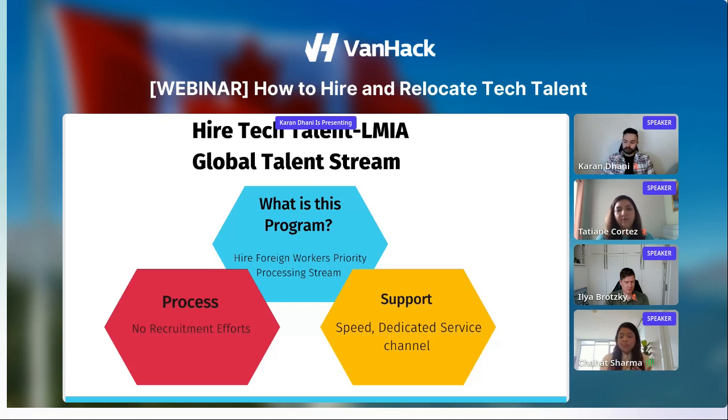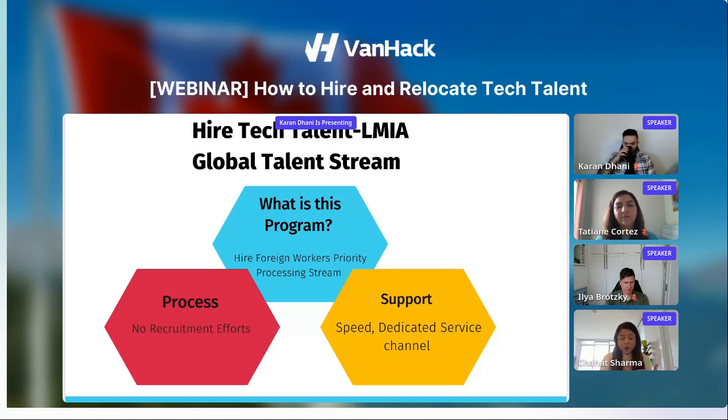It's used to bring foreign workers in. It's basically saying, I want to bring a foreign worker in, and I want to get the job offer validated from Service Canada. That's the process of getting the job offer validated. Now, how is the LMI different for different streams?